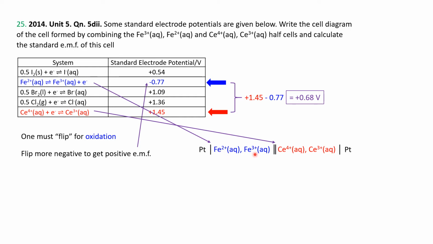So there we are. The oxidation, iron 2+ going to iron 3+. The reduction, cerium 4+ going to cerium 3+. Overall EMF plus 0.68. And there is the full cell diagram.